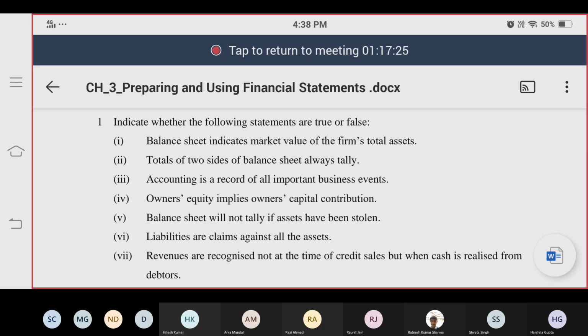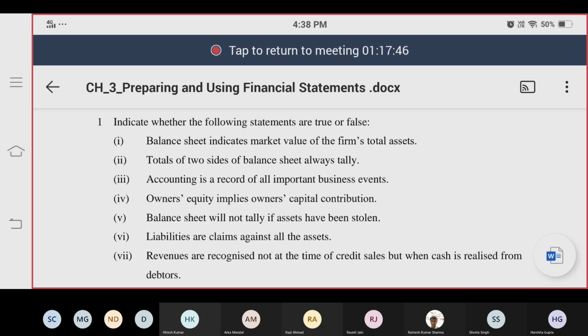Yes, ma'am. Ronit: Ma'am, it's false because owner's equity also implies the profits. Very good, Ronit. Very good. Dinesh, you were very late in answering. उससे पहले Ronit ने already answer कर दिया है. You can take the next one. Okay? Thank you, Ronit. Very good.